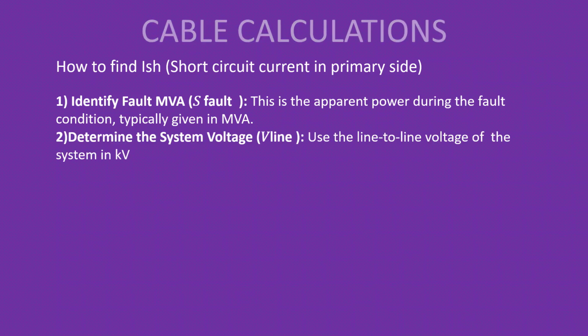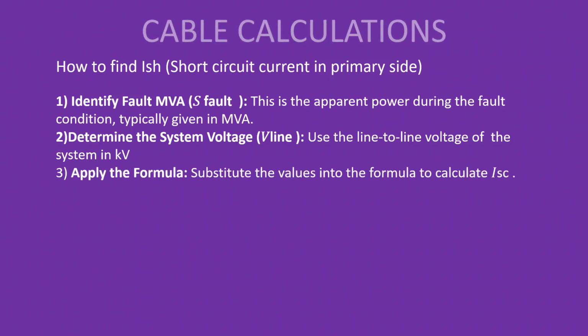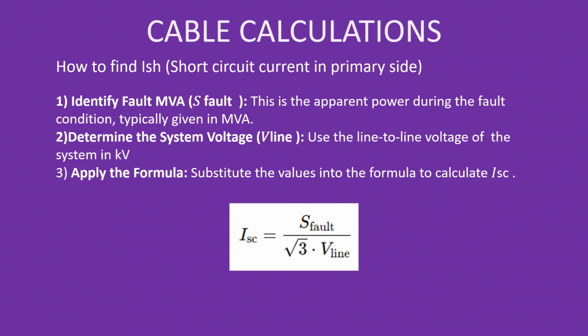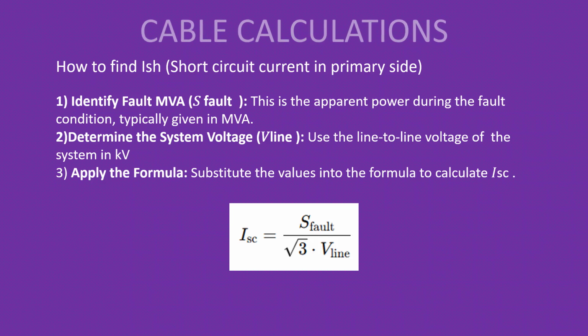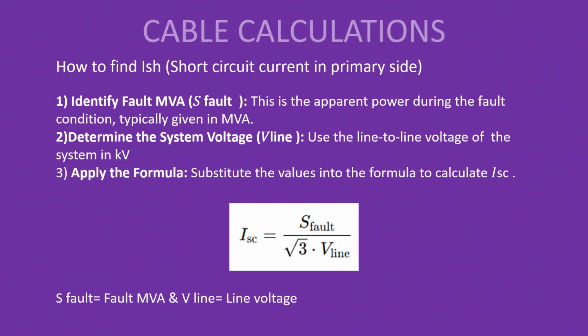Second step is determine the system voltage. What is the voltage level of the system? Is it 11 kV or 33 kV, 110 kV, etc.? We need to determine the system voltage or line voltage. Third one is apply the formula. Substitute the values in a formula. The formula is short circuit current ISH equal to S fault MVA divided by root 3 into system voltage or line voltage. In this equation, S fault equal to fault MVA, V line equal to line voltage.